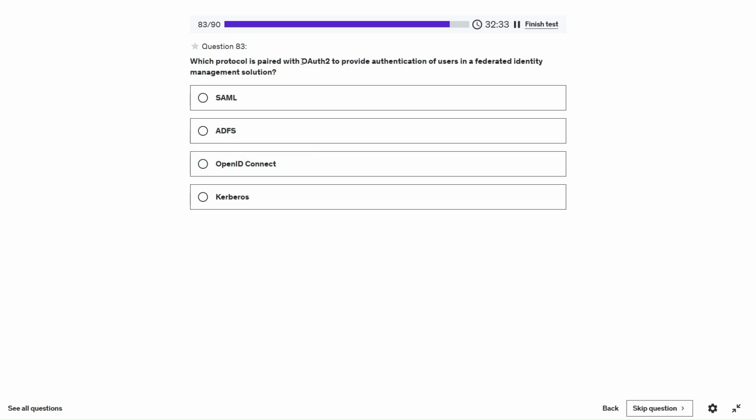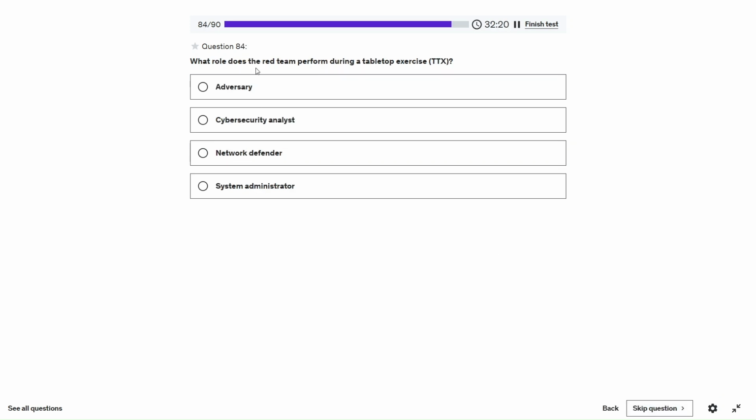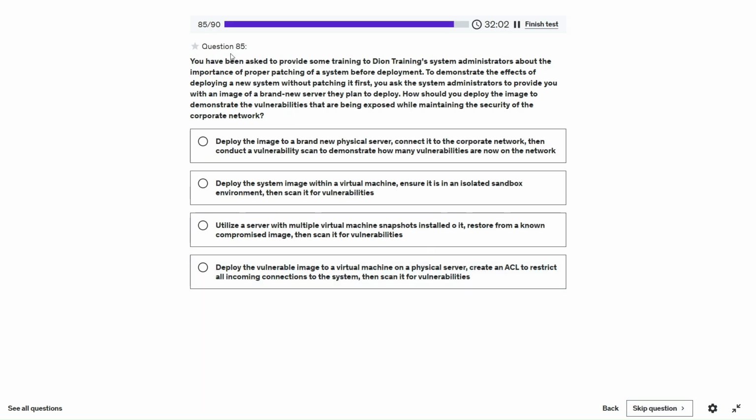Which protocol is paired with OAuth2 to provide authentication of the user in federated identity management solution? OAuth2 is actually used for single sign-on, which is used with OpenID Connect. What role does the red team perform during a tabletop exercise, TTX? Whenever tabletop exercises are happening, the red team acts as the adversary, attackers or hackers.